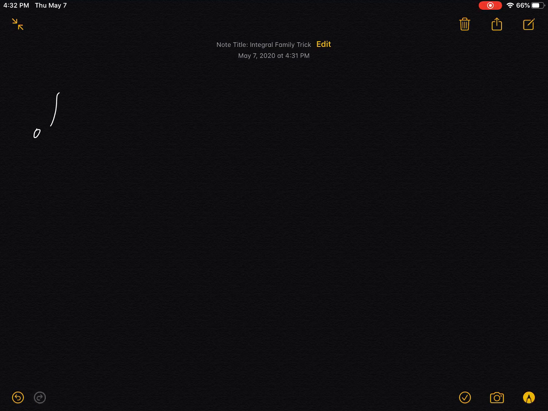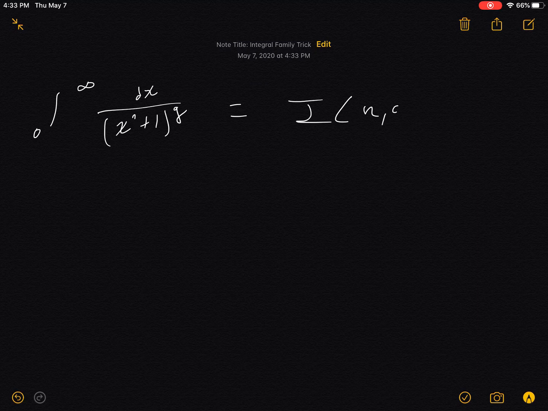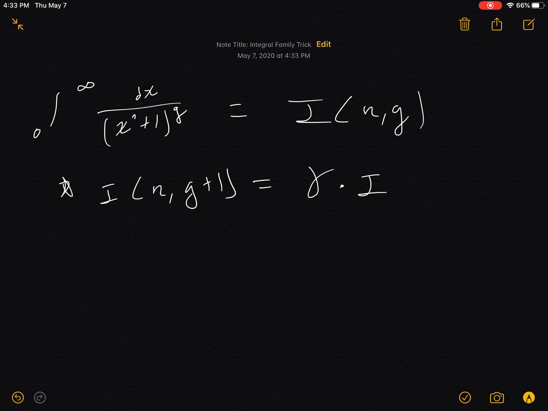So start with the actual integral right here, which is the integral from 0 to infinity of (x^n plus 1) raised to the negative g power with respect to x. And we're going to call this I of n, g for simplicity. Our goal is to find I of n, g plus 1, and however it relates to some constant, which I'm going to call gamma, and the original function I. The way I'm going to do this is through integration by parts, because there's actually a very, very simple way to do this.